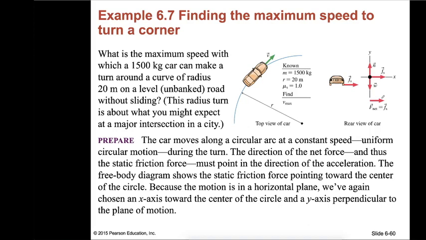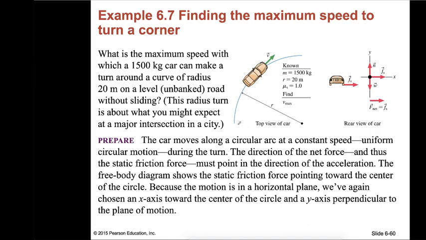Now let's see one example to calculate some force or acceleration. What's the maximum speed with which a 1,500 kilogram car can make a turn around a curve of radius of 20 meters on a level, or unbanked road without sliding? This radius turn is about what you might expect in a major intersection in a city. So it's a very common question in a very common corner.